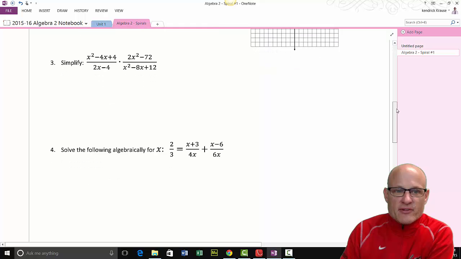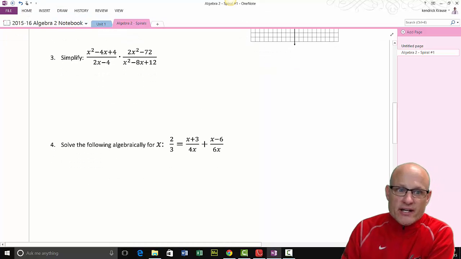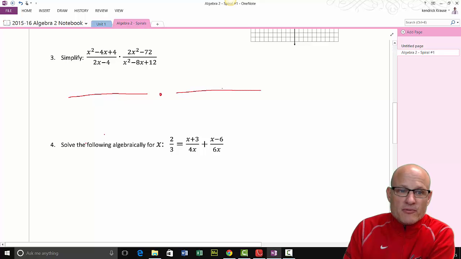Now we're going to get to some famous F words. Factoring. Oh my gosh, it's so much fun. So what we're going to do is we're going to factor each of these pieces. All 4 pieces we're going to factor. And then we're going to simplify.